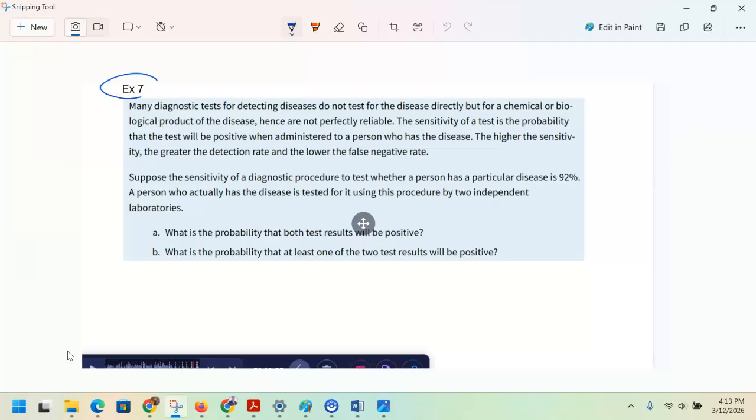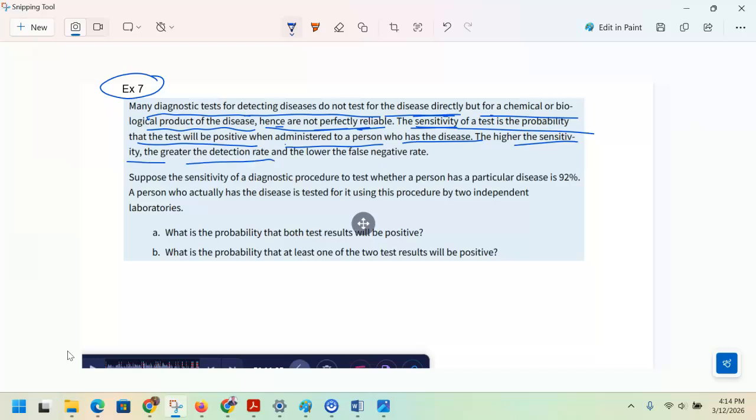So example number 7 is: many diagnostic tests for detecting diseases do not test for the disease directly, but for a chemical or biological product of the disease. Hence, they are not perfectly reliable. The sensitivity of a test is the probability that the test will be positive when administered to a person who has the disease. The higher the sensitivity, the greater the detection rate, and the lower the false rate.